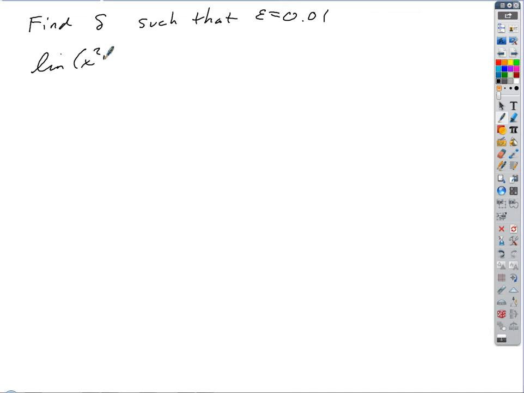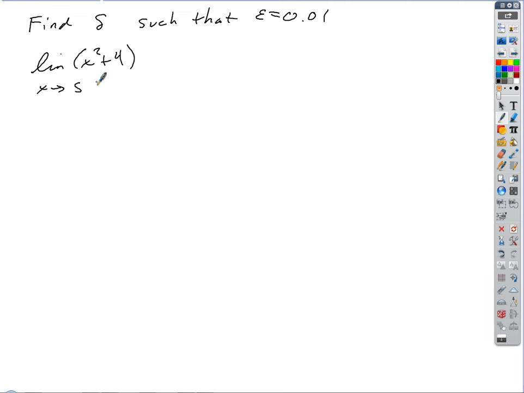Okay, so 24, same deal. We want to find delta such that epsilon equals 0.01, okay? The function is, we're taking the limit of the function x squared plus 4 as x approaches 5.